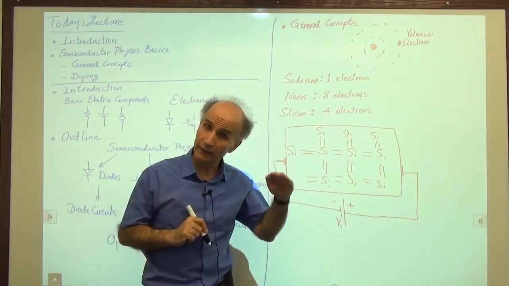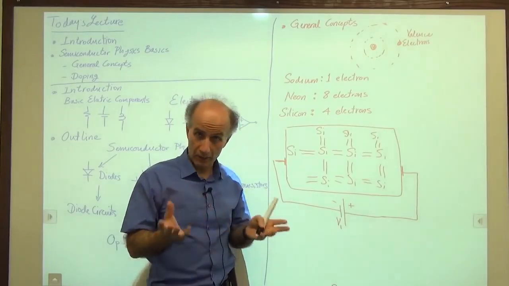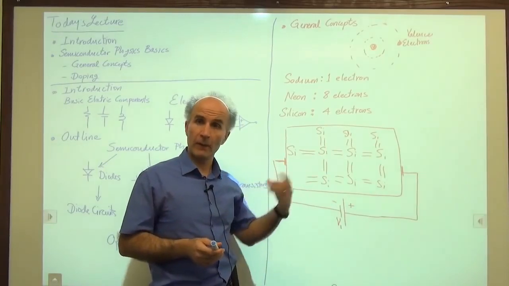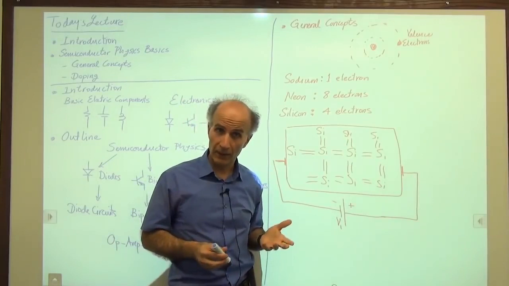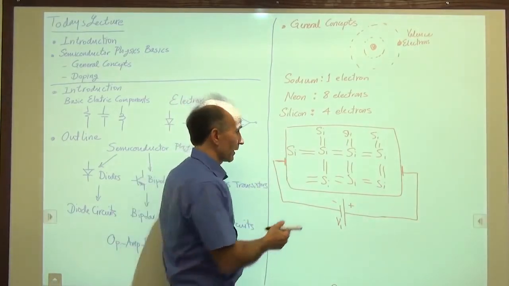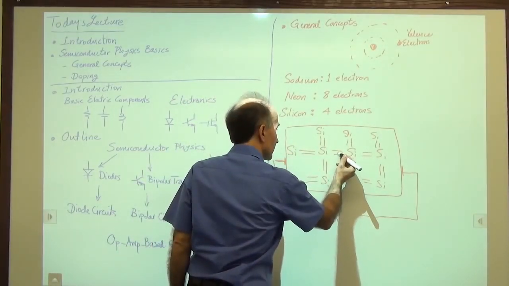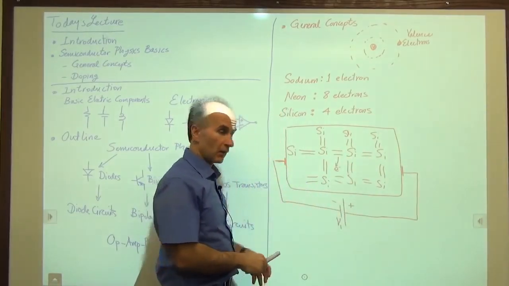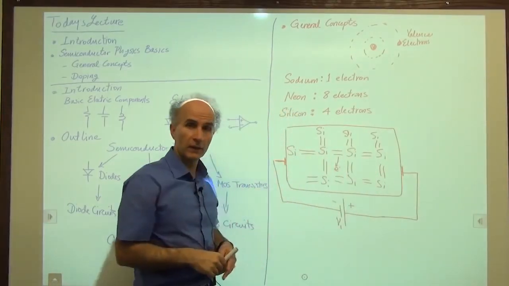But at any finite temperature, because of the ambient energy that we have, the thermal energy that we have, once in a while, one of these electrons comes off from that bond and is available to move around. So statistically speaking, at any temperature, some electrons are free because they just come off of these bonds. So instead of this, we may have a free electron that becomes available. And now, yes, if we apply voltage, some of these free electrons can conduct electricity around this loop.